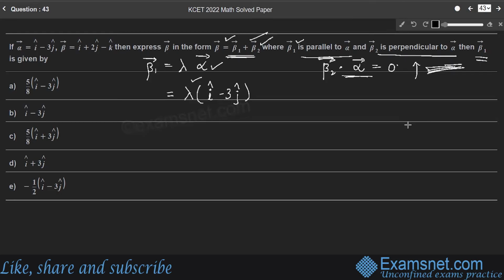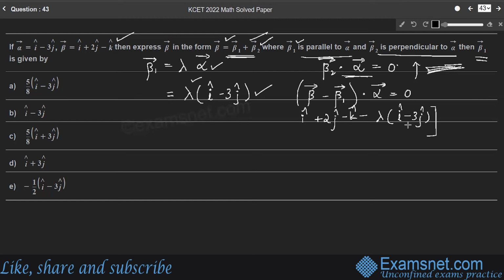So from this relation, beta is equal to vector beta 1 plus vector beta 2. Therefore, vector beta 2 is equal to vector beta minus vector beta 1, right? So the dot product of vector beta minus vector beta 1 and vector alpha is equal to 0, right? What is beta here? Given, it is i cap plus 2j cap minus k cap, minus beta 1, which is lambda into i cap minus 3j cap, right? So minus lambda into i cap minus 3j cap.